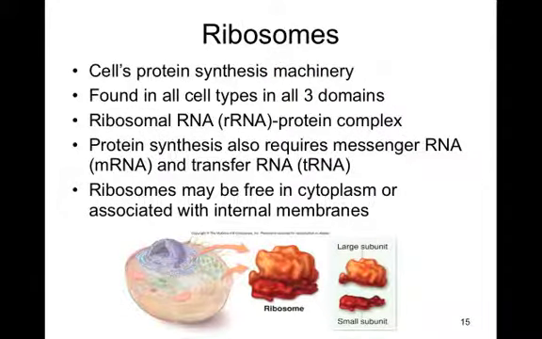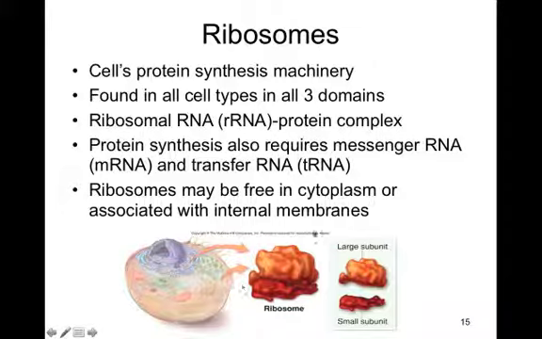Now, ribosomes are the cell's protein synthesis machinery. They are found in all cell types in all three domains: the eukarya, the archaea, and the bacteria. Ribosomal RNA is a protein complex, and it's synthesized in the nucleolus region of the nucleus. And because a ribosome is indeed a protein complex, it requires messenger RNA as well as transfer RNA for its synthesis. Ribosomes can either be free-floating in the cytoplasm or associated with internal membranes.